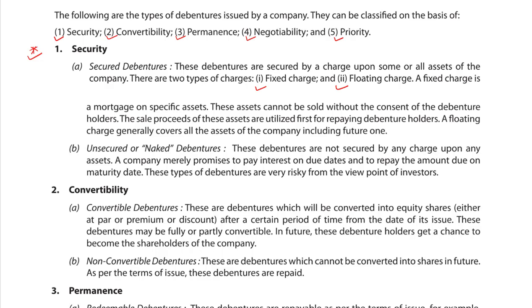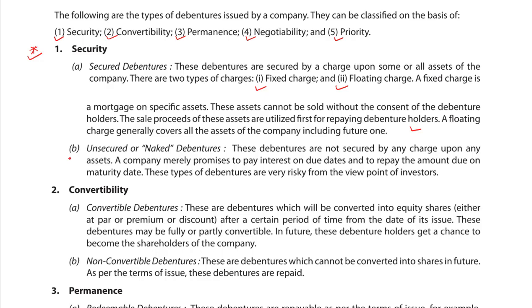A fixed charge is a mortgage on specific assets. These assets cannot be sold without the consent of the debenture holders. The sale proceeds of the assets are utilized first before repaying debenture holders. A floating charge generally covers all the assets of the company, including future ones.